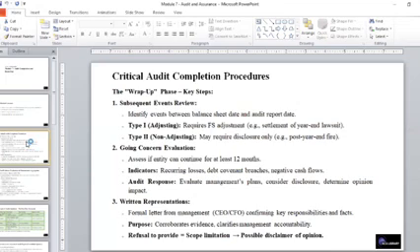Another key step in this phase is the written representation. Written representation is a formal letter from management confirming key responsibilities and facts. The purpose of this is to corroborate evidence and clarify management accountability. And refusal to provide this is equal to scope limitation and possible disclaimer of opinion.